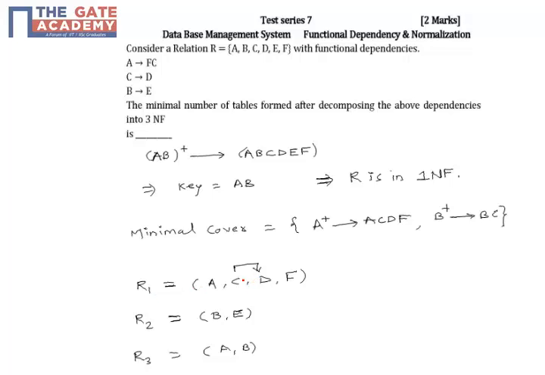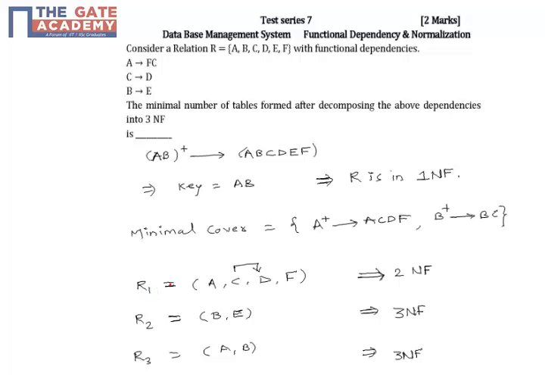Hence, this is in 2NF because the key of relation R1 is A and attribute D is transitively dependent on attribute A by functional dependency C implies D. So it violates the definition of 3NF while the other two relations are in 3NF. So we further need to decompose the relation R1 into 3NF.